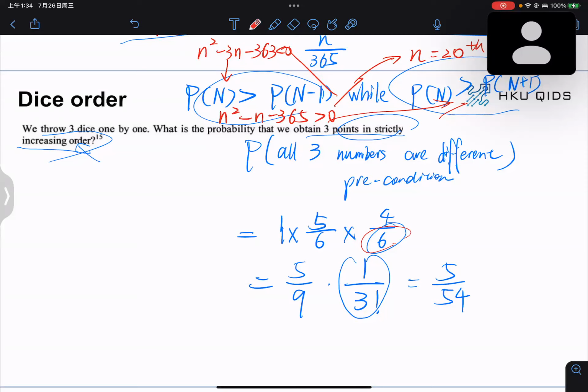So that's basically all the questions for today. Next time we are going to continue talking about conditional probabilities by introducing some of the most classic probability theory problems, for example the Monty Hall problem and some other things like that.